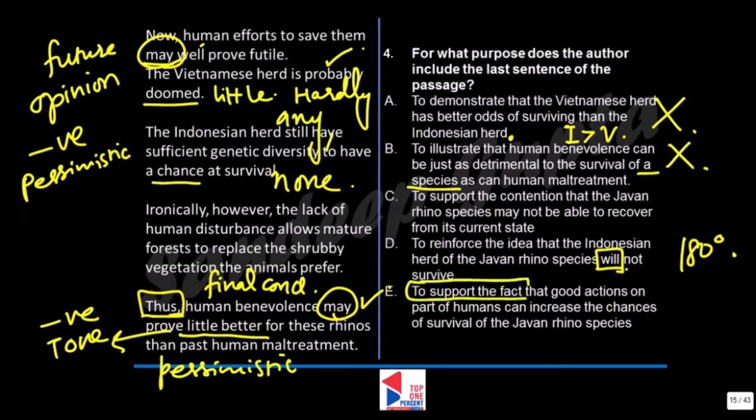Now, the next thing, "to support the fact." Remember, as I just said, facts cannot be supported and facts cannot be challenged either. So this is impossible as an answer. And another thing, "good actions on part of humans can increase the chances of survival." It is written, it can be little better, means obviously this is factually wrong also. So that leaves me, "to support the contention that the Javan rhino species may not be able to recover from its current state." Perfectly fine, because the author is pessimistic in tone.